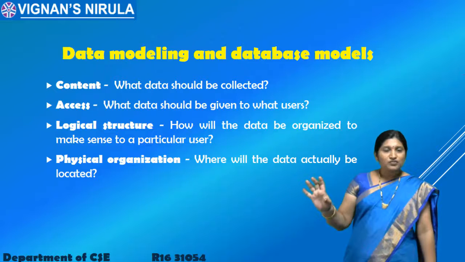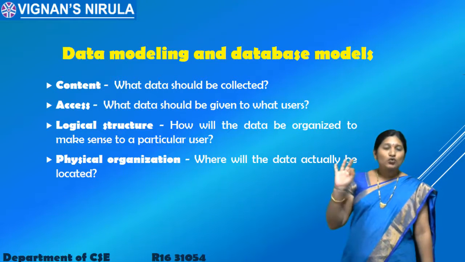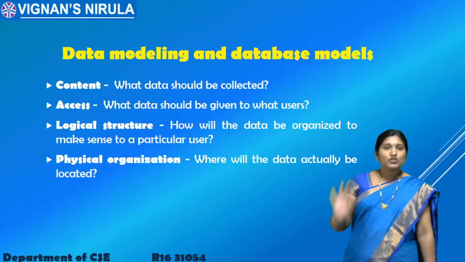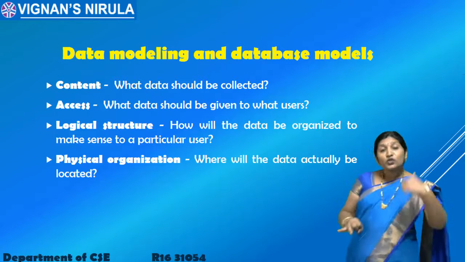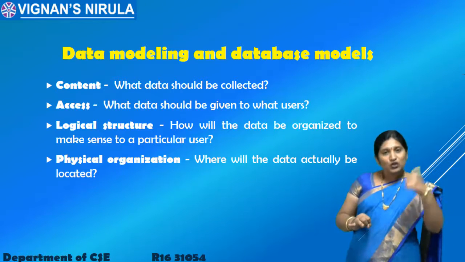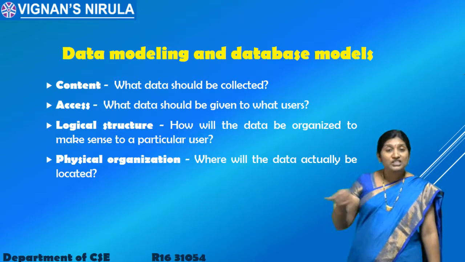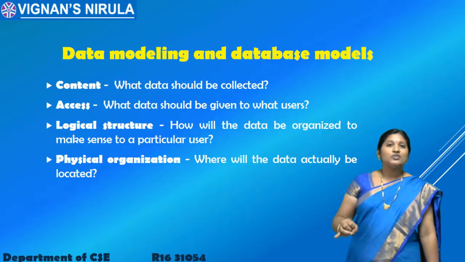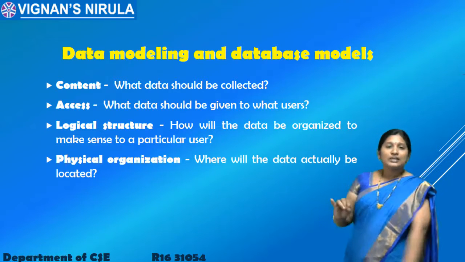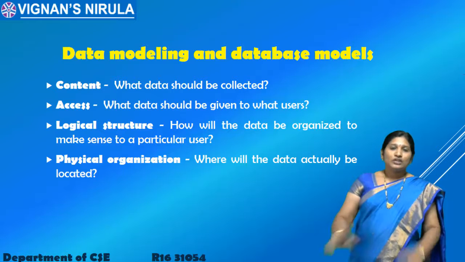So what are the four kinds of issues? What are the data items that have actually been collected? How the data items are to be accessed from the database, and how the data items are going to be presented in an organized way to the users. That is nothing but the logical organization structure. And how the data items are actually physically stored on the magnetic disk or any category of storage media. That is nothing but the physical organization structure. So this is all about data modeling.